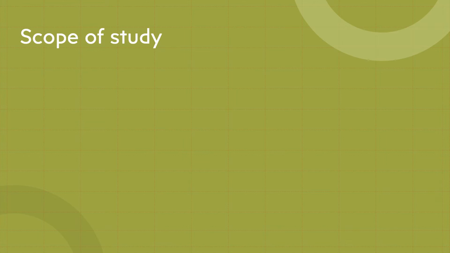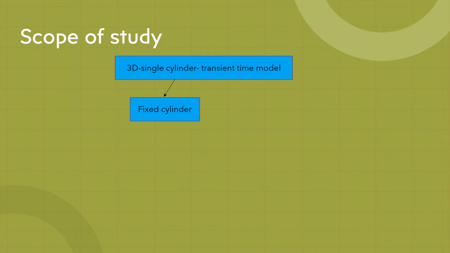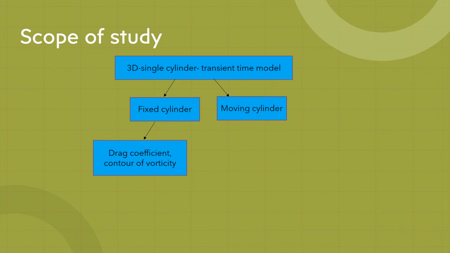So let me talk about the scope of study. At first, the simulation will be conducted using a single cylinder in 3D mode, and the simulation will also be conducted in the transient time model. The simulation will be conducted using a fixed cylinder and a moving cylinder. The main parameters to be studied for the fixed cylinder are the drag coefficient and the contour of vorticity. And the main parameter to be studied for the moving cylinder is the amplitude of vibration.